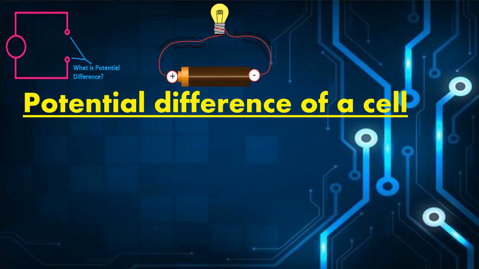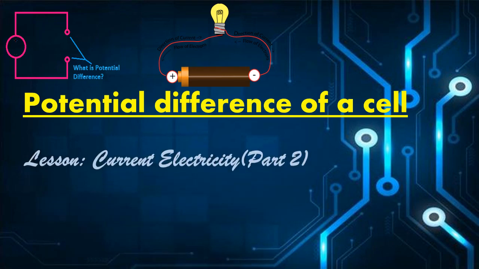Welcome everyone. Our topic today is potential difference of a cell, and this is from the lesson Current Electricity Part 2, video of this lesson, for class 9. So let's continue.